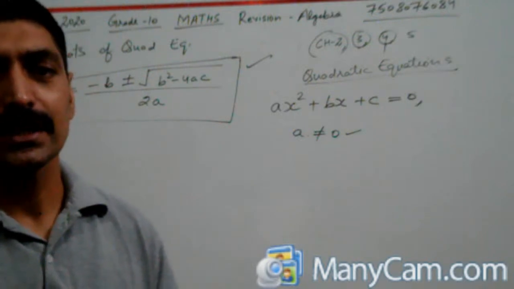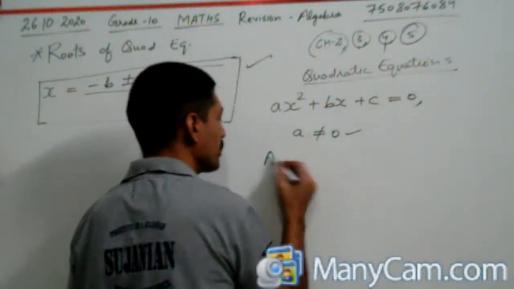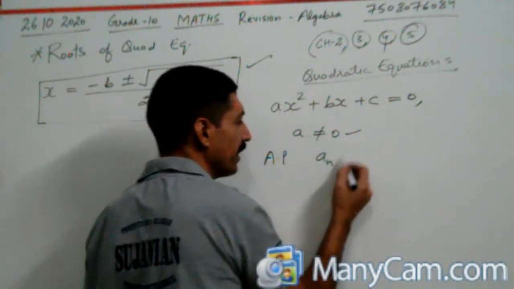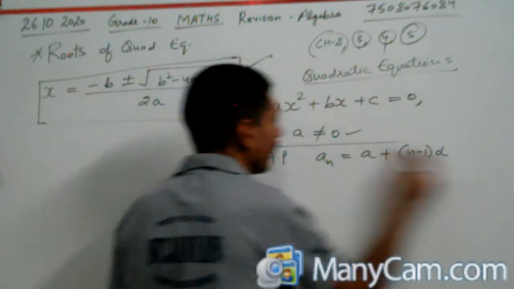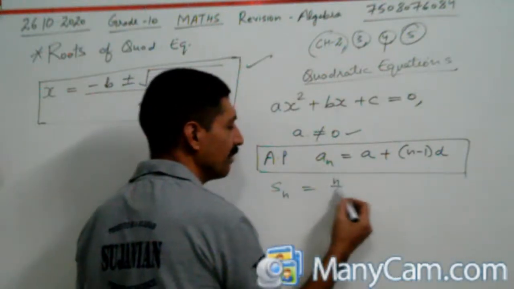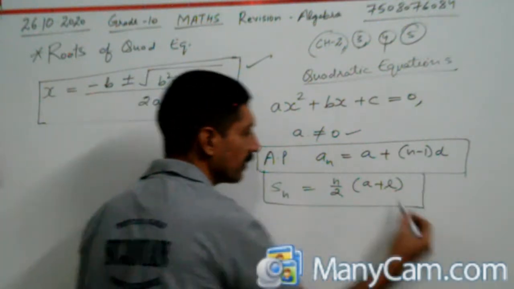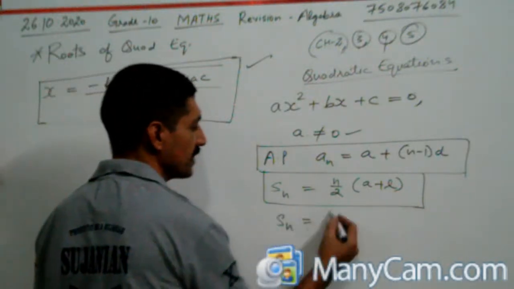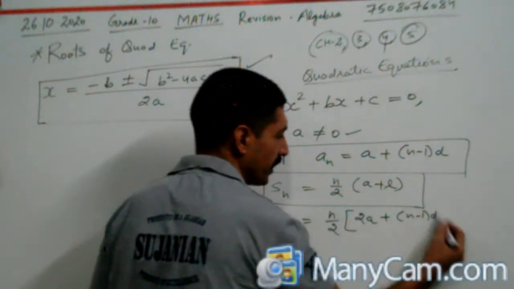Similarly, we have the last topic, that is arithmetic progressions, AP. You have only two main formulas. One is the nth term of AP, that is a + (n - 1)d, and the next one is the sum of n terms, that is n/2 (a + l). Substituting the value of the last term l here, we again get the formula that the sum of n terms is equal to n/2 (2a + (n - 1)d). Right?